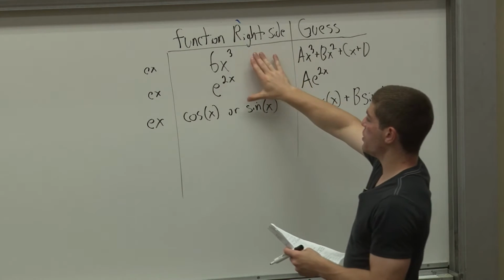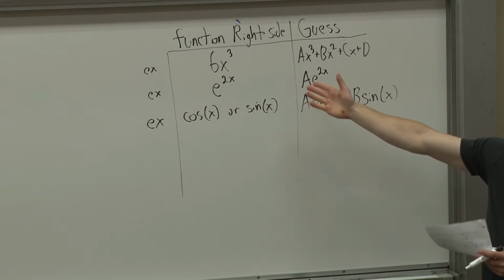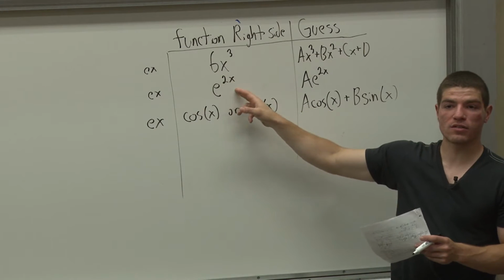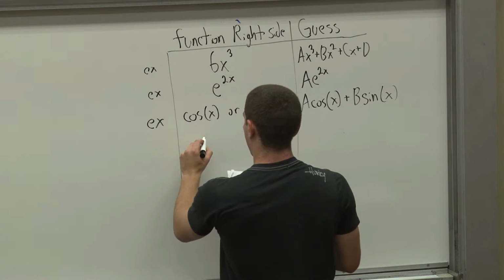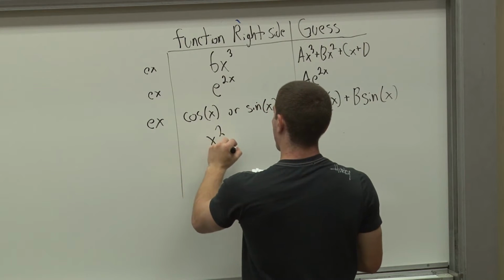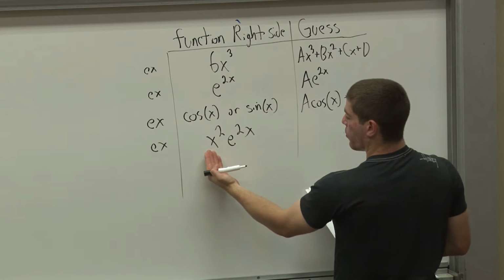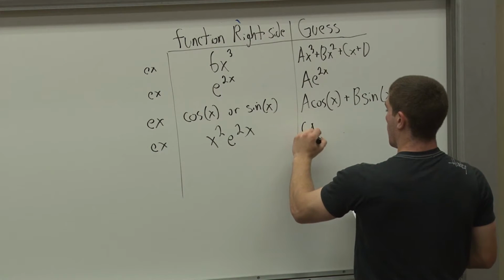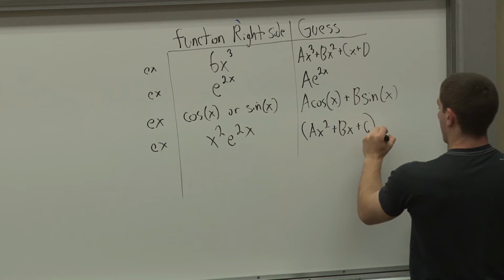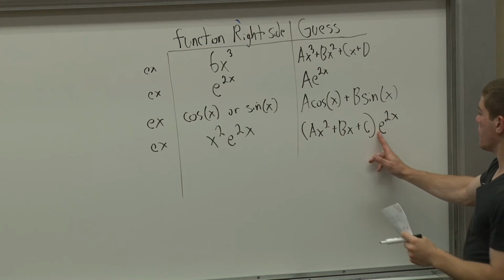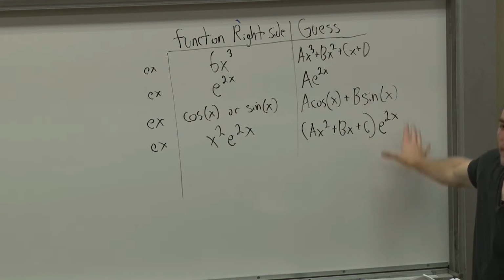Another thing is, these are the main 3. You could group these together and have guesses that work for, suppose, 6x cubed times e to the 2x, or 2 of these multiplied together. I'll write an example of that. Suppose you have x squared e to the 2x. It's going to be the polynomial of degree 2, which would be ax squared plus bx plus c, times e to the 2x. You don't need to add another constant, because this constant would just be multiplied in and become a constant. All right, so do those guesses make sense to everybody?